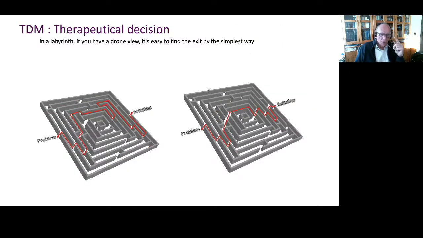So that means we have to think globally about your patient. That is a drone view. Think globally about the patient. Don't forget the 3 axes, not only the mechanical axis. Sometimes you can open a therapeutic door.